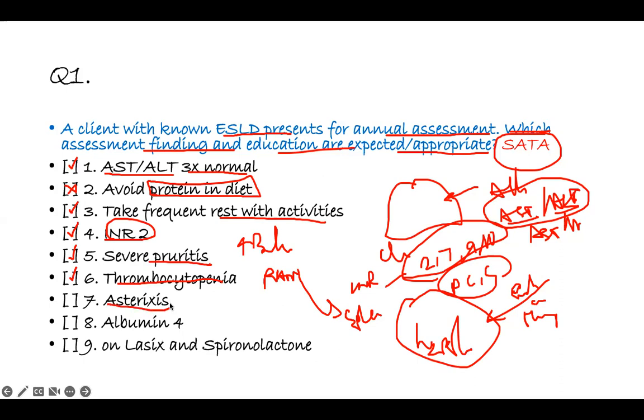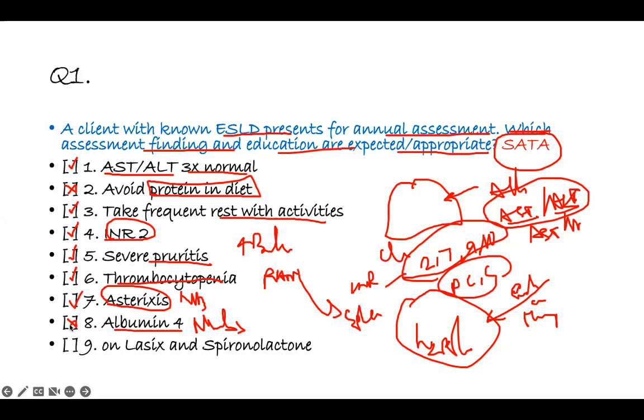Of course, they have asterixis due to a high level of ammonia. Albumin of 4. This is a normal albumin. You don't expect the albumin to be normal in end-stage liver disease.